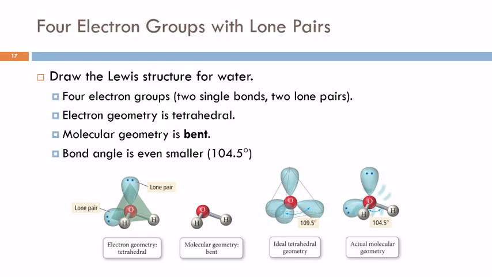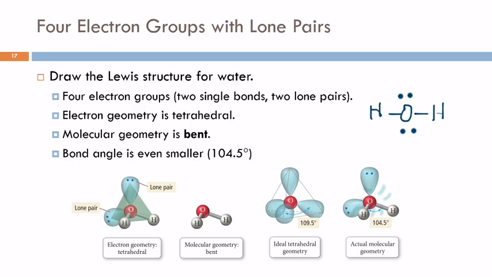Okay, let's look at water. Draw the Lewis structure for water. I'm just going to do these Lewis structures quickly because we've gone over this before. So there's the Lewis structure for water. We look at the central atom. How many electron groups?